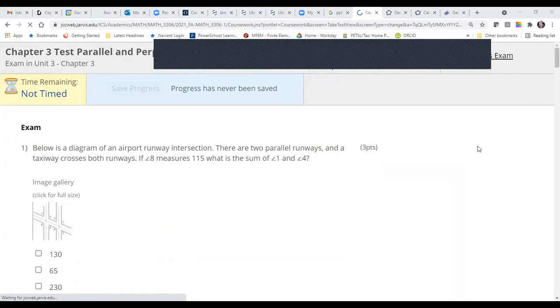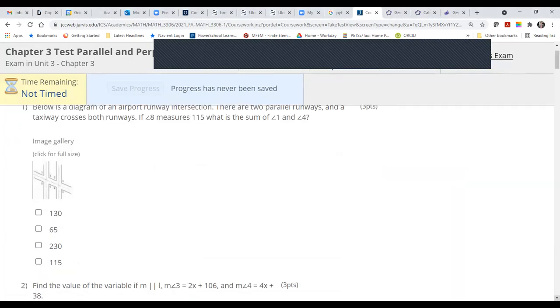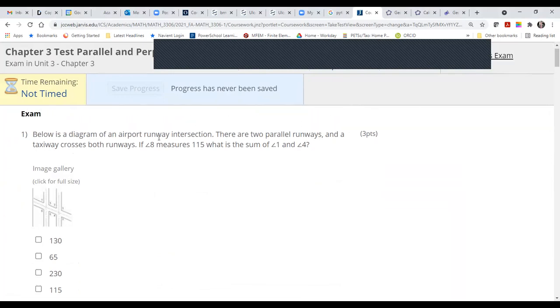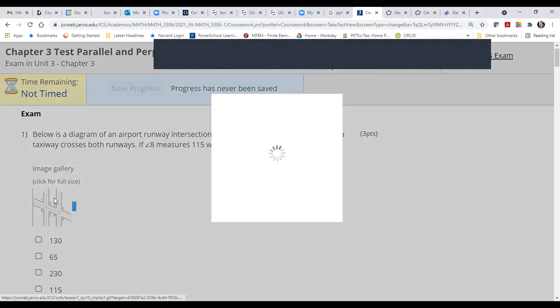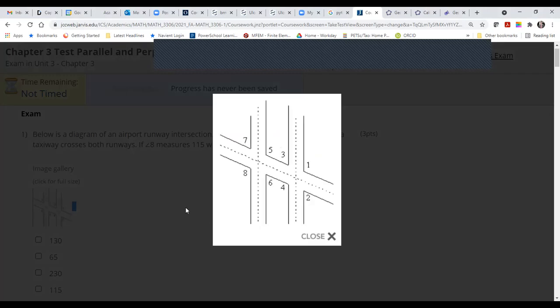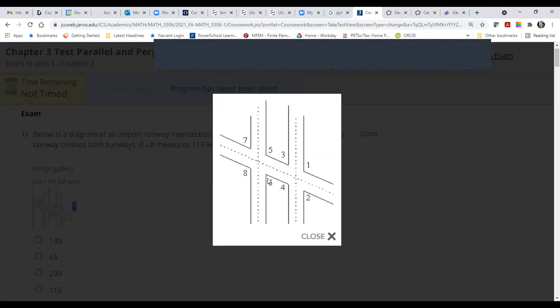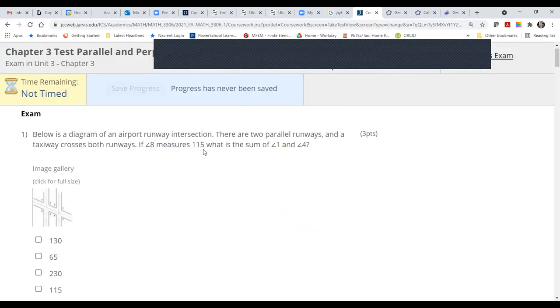Okay, so let's review the test for chapter 3. So number 1 is talking about, below is a diagram of an airport runway intersection. Right? There are 2 parallel runways and a taxiway crosses both runways. So let me see here. Okay, so angle 8 is done here. The measure for angle 8 is 115 degrees.